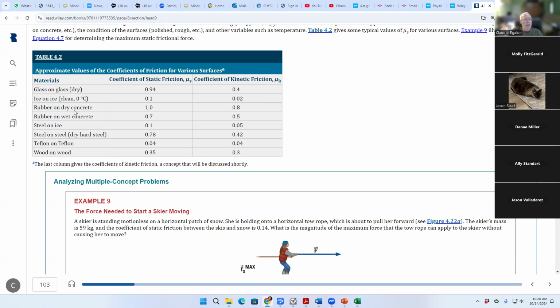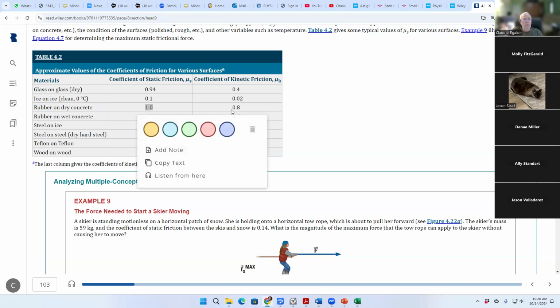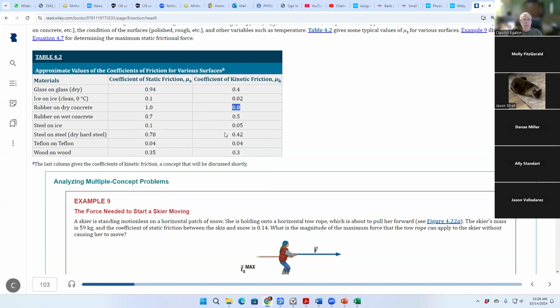Rubber on dry concrete. Whenever you're driving your car over a dry concrete freeway, that's the coefficient of static friction that we have, 1.0. And that's the coefficient of kinetic friction that you have. The coefficient of static friction applies whenever the tire of your car is just rolling without slipping, okay? And this coefficient of kinetic friction applies whenever you lock the wheels on the pavement.